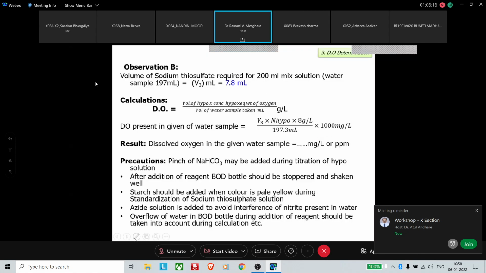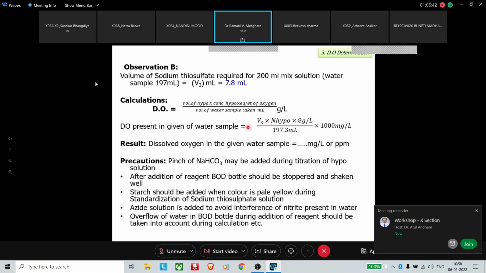Okay, since it is prepared in a PPT way, certain things like some corrections come every time you open this particular thing. So dissolved oxygen will be the volume of hypo times the normality of hypo, divided by the volume of water sample taken, times the equivalent weight of oxygen. That will give you the dissolved oxygen in grams per liter.